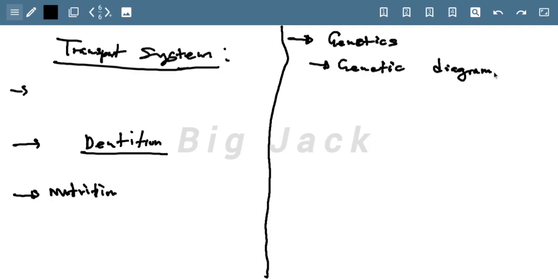And then apart from the genetic diagram, you need to know how to work out with a pedigree diagram. So pedigree diagram is very, very important to know. You need to know how to work it out. So pedigree diagram, they can bring it on the multiple choice question as well as on structure questions. So apart from genetics, guess the next topic.